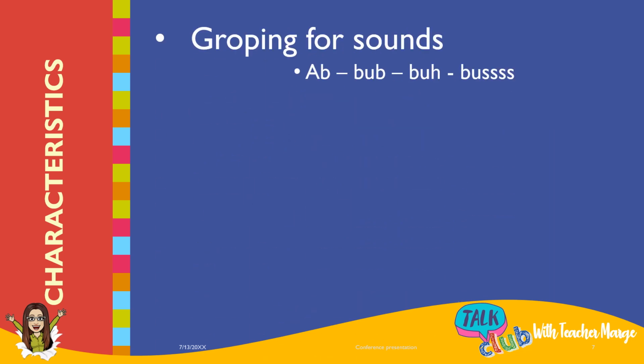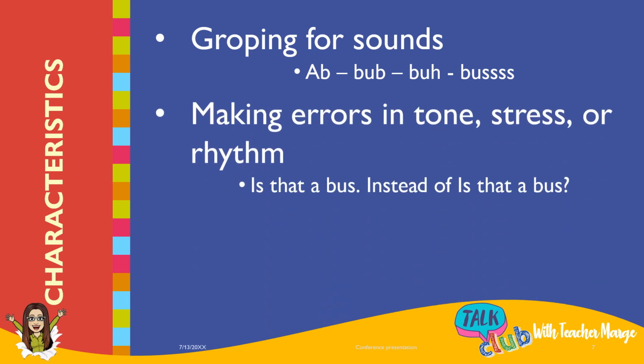Next, you could also be groping for sounds. For example, you want to say the word bus, you can say bus. So before you arrive to the word bus, your brain is trying to find the correct sound or the correct placement of your oral structures for you to be able to create or make the word bus.